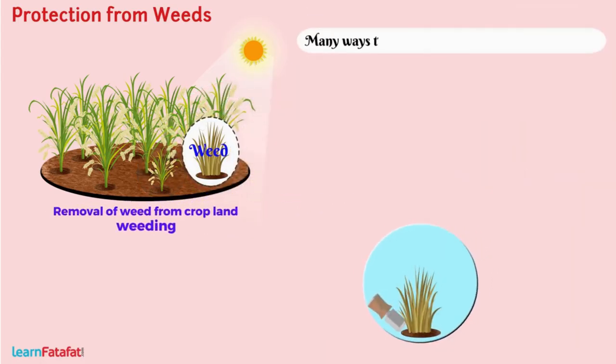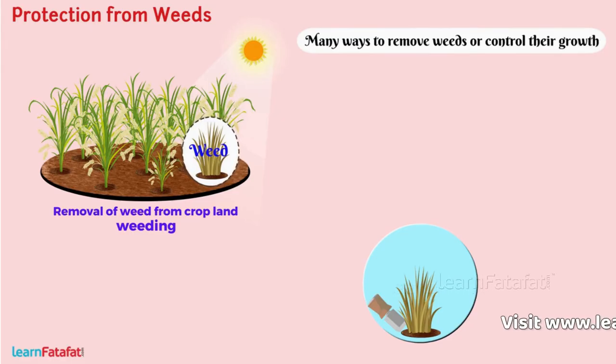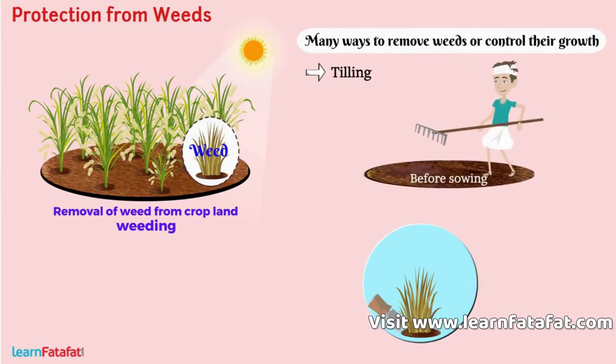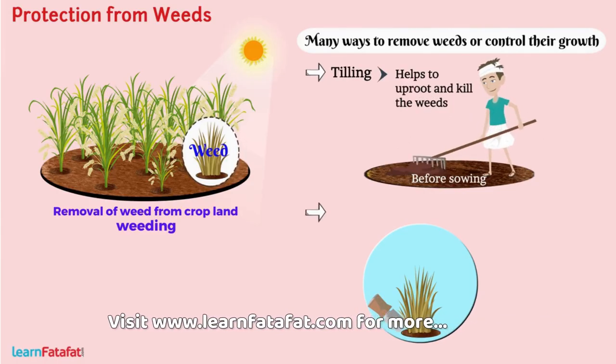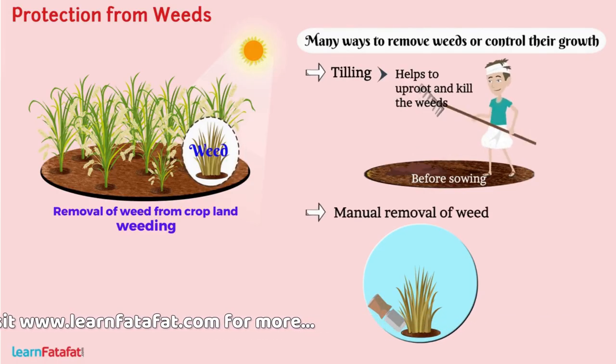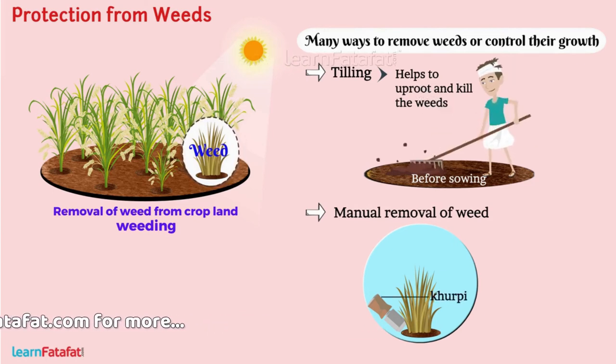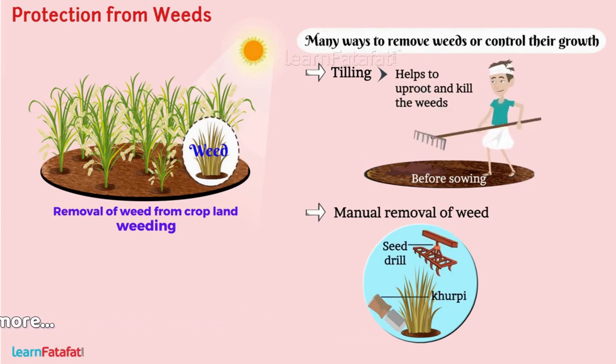There are many ways to remove weeds or control their growth. Tilling before sowing helps to uproot and kill the weeds. Manual removal of weed is done by trowel, that is khurpi, or seed drill.